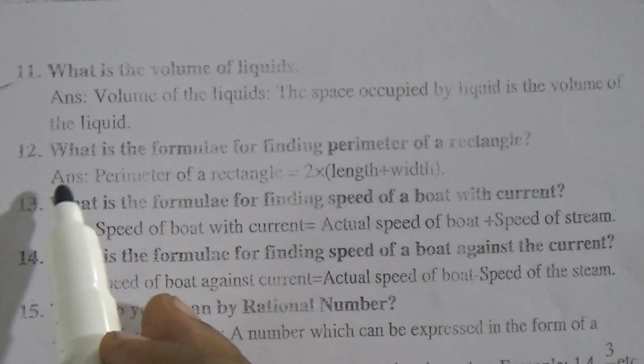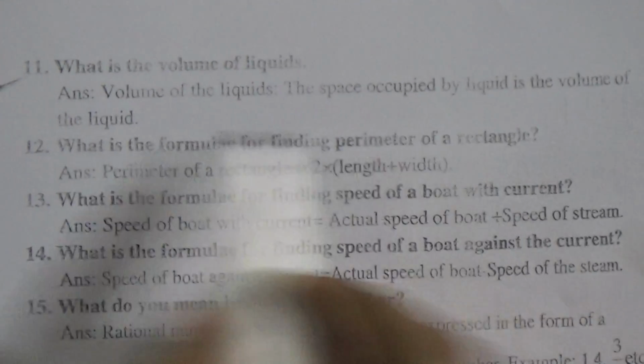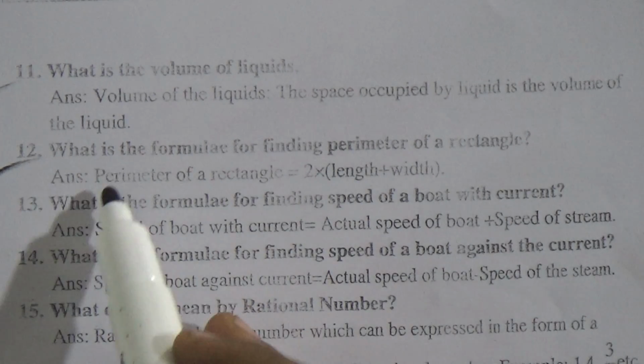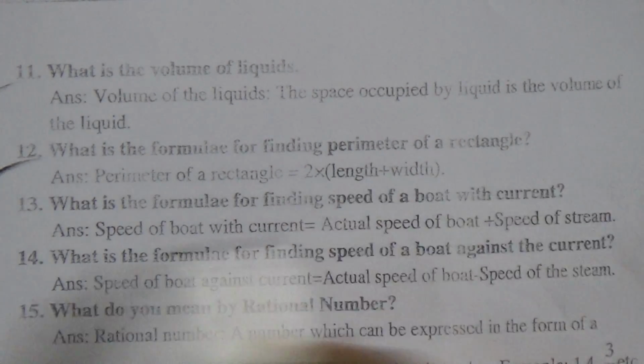Question number 12. What is the formula for finding the perimeter of a rectangle? It is so easy. We have already learned this. Perimeter of a rectangle equals 2 into (length plus width). Notice, perimeter of a rectangle equals 2 into (length plus width).